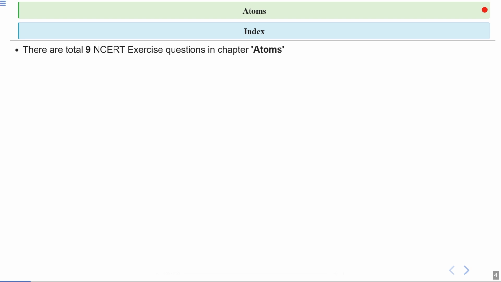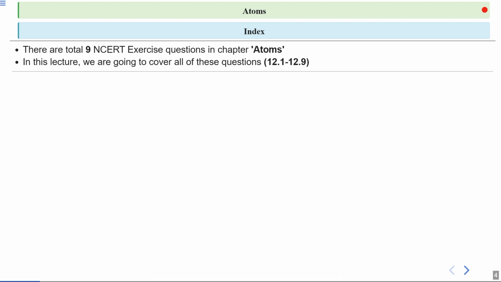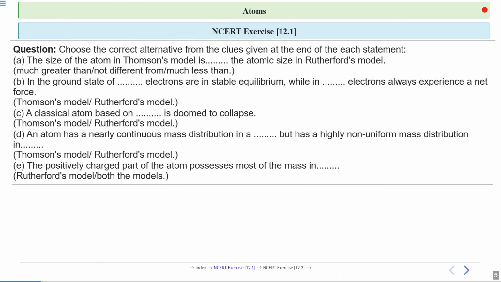Let's see the index of topics that we are going to cover today. There are a total of 9 NCERT exercise questions in the chapter Atoms. Now let's focus on what we will be doing today. In this lecture, we are going to go through all of these questions from 12.1 to 12.9.